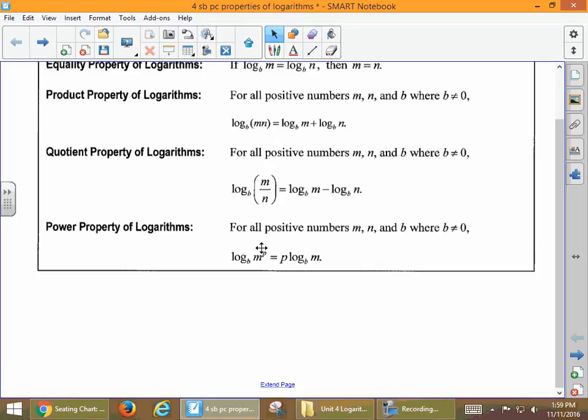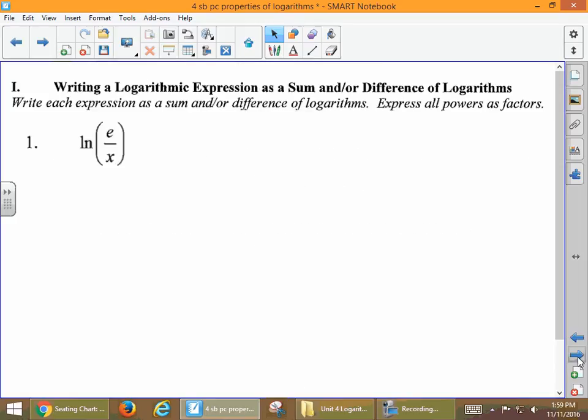So as we take a look at our first example here, we're going to write a logarithmic expression as a sum or difference of logarithms. What we're going to do is we're going to expand on the front page, and then on the back side we're going to condense. So the first one that we see, it's the natural log of e divided by x.